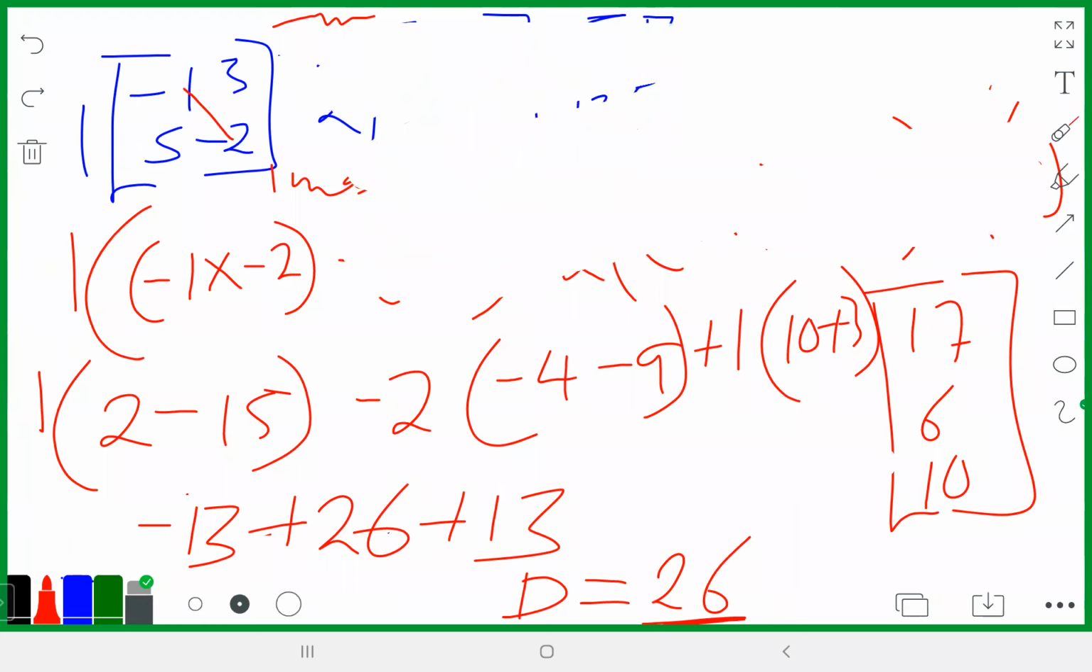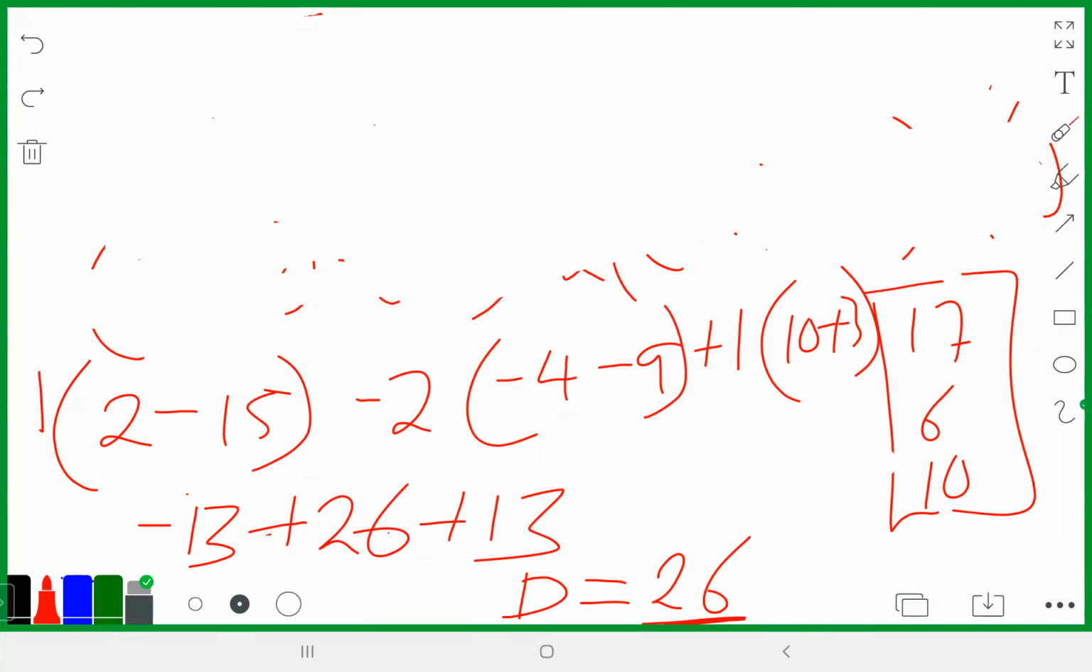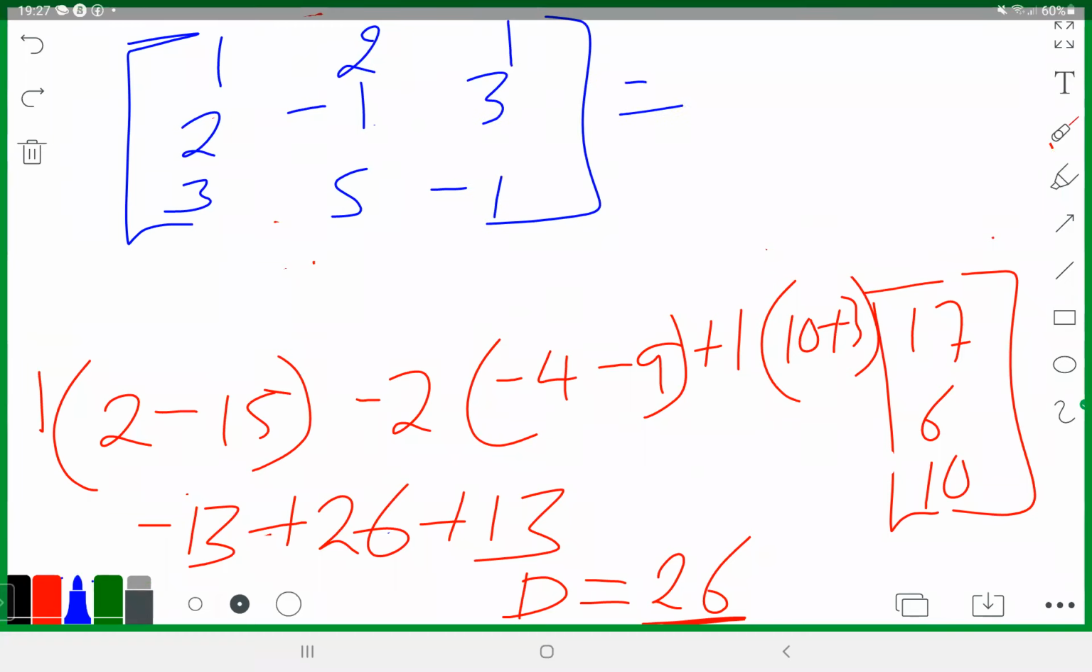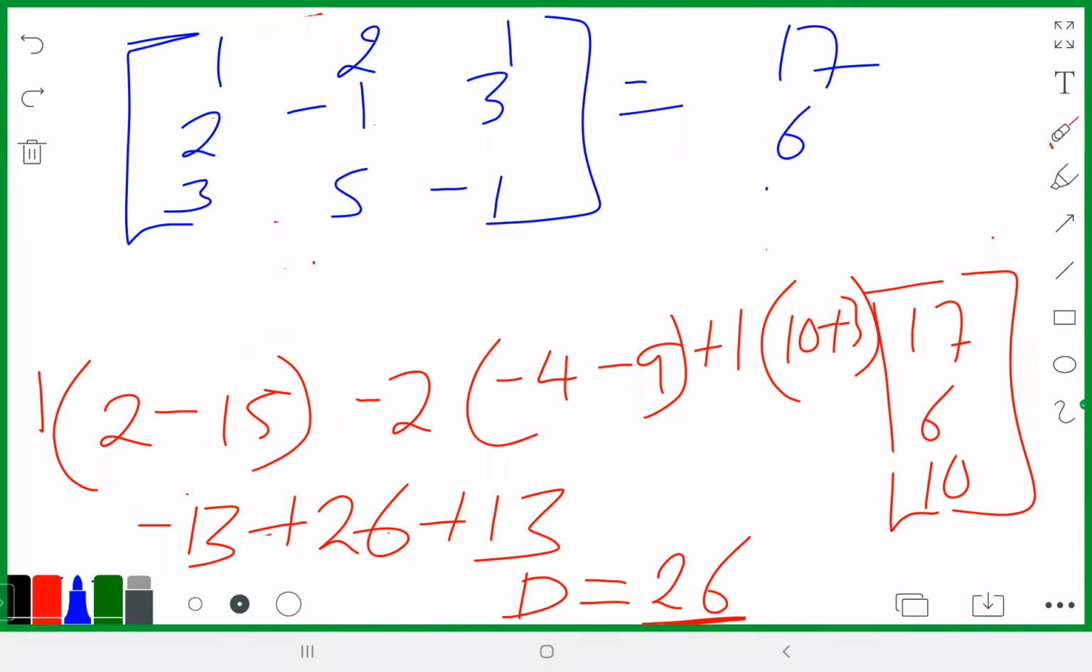Now, what about if you want to find the determinant of x? I said there should be the determinant of x for you to find the value of x. This is what you do. You remember this matrix of yours? The matrix we had is 1, 2, 3, 2, negative 1, 5, 1, 3, negative 1, like that, right? Is equal to, let's say, the product, which is 17, 6, 10.